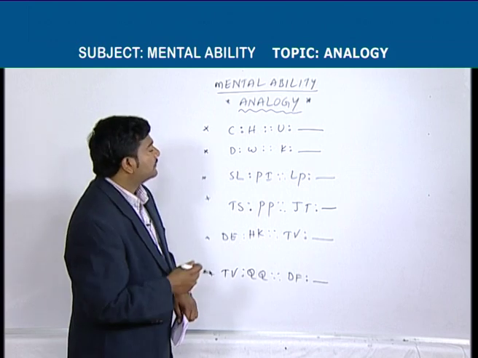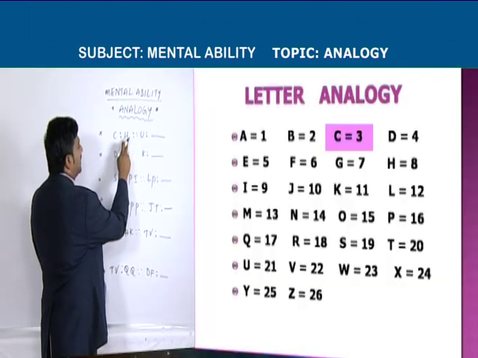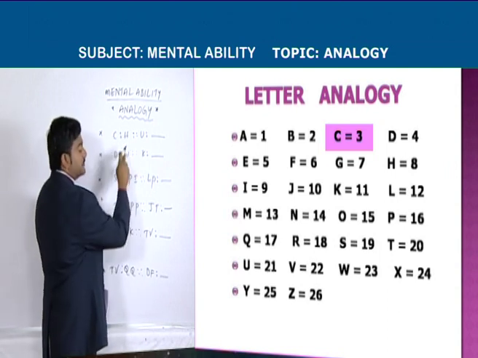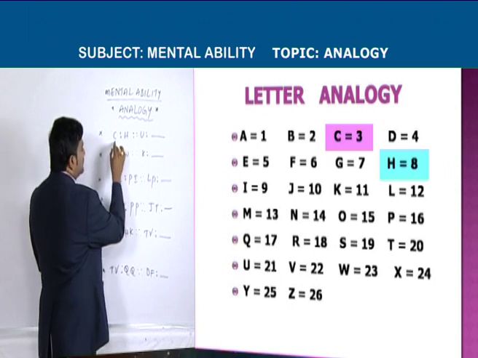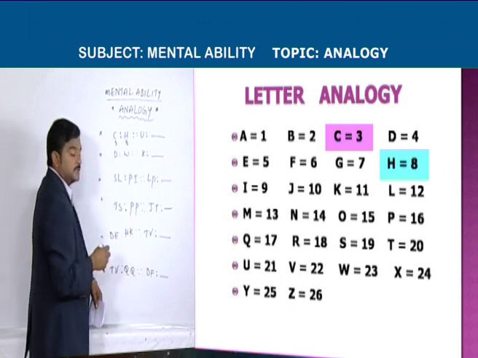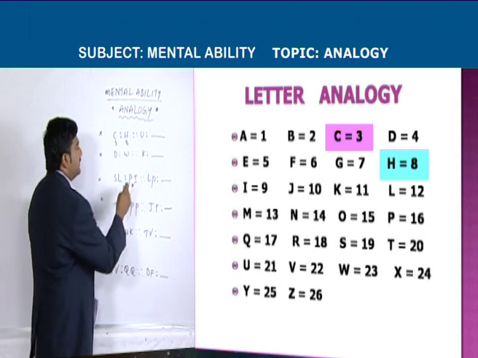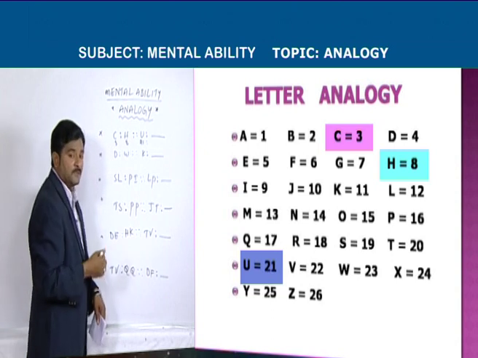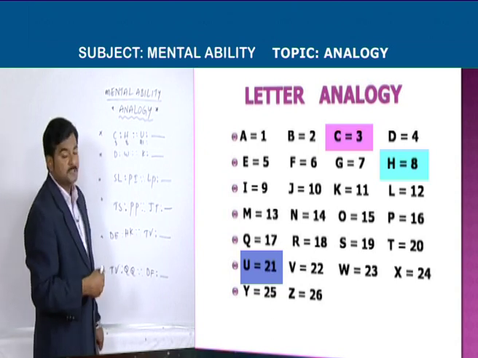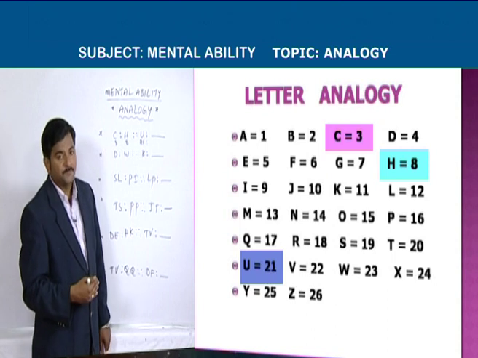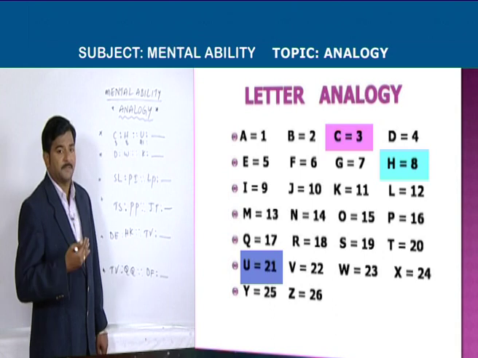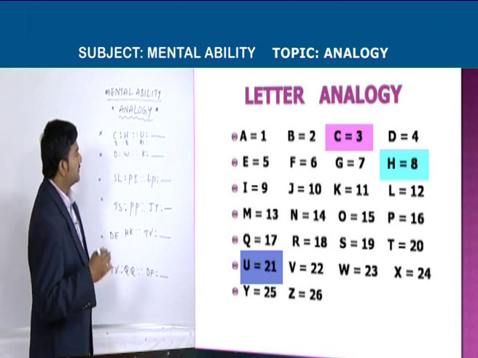Now we will follow one by one. See, in English alphabets, C means how much here? 3. H means what? 8. So 3 is written as 8. Similarly, U means how much? U means 21. We know already. We have seen coding, decoding part, letter series part, and so on. There we assigned and we know the numbering. A means 1, B means 2, C means 3, D means 4, E means 5, and so on. That numbering part we know already.